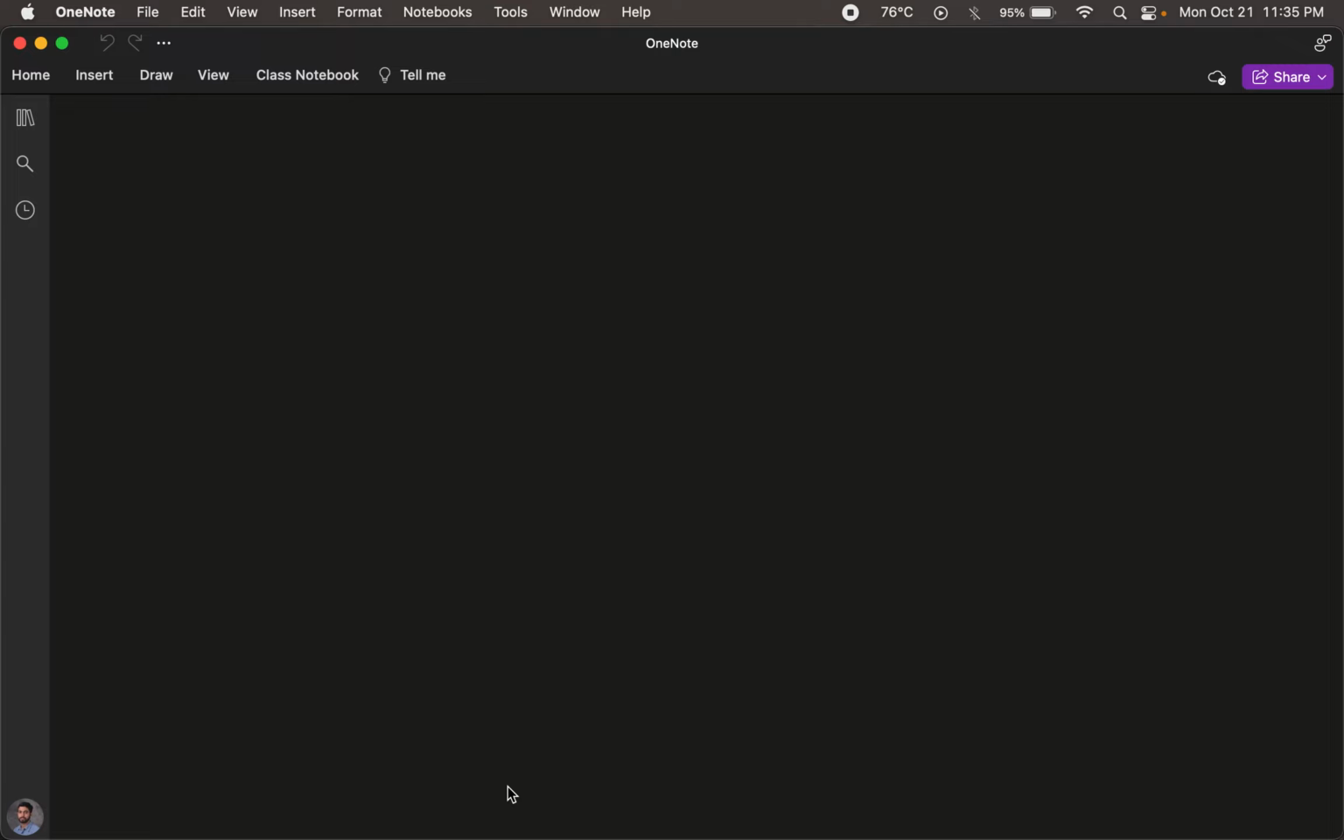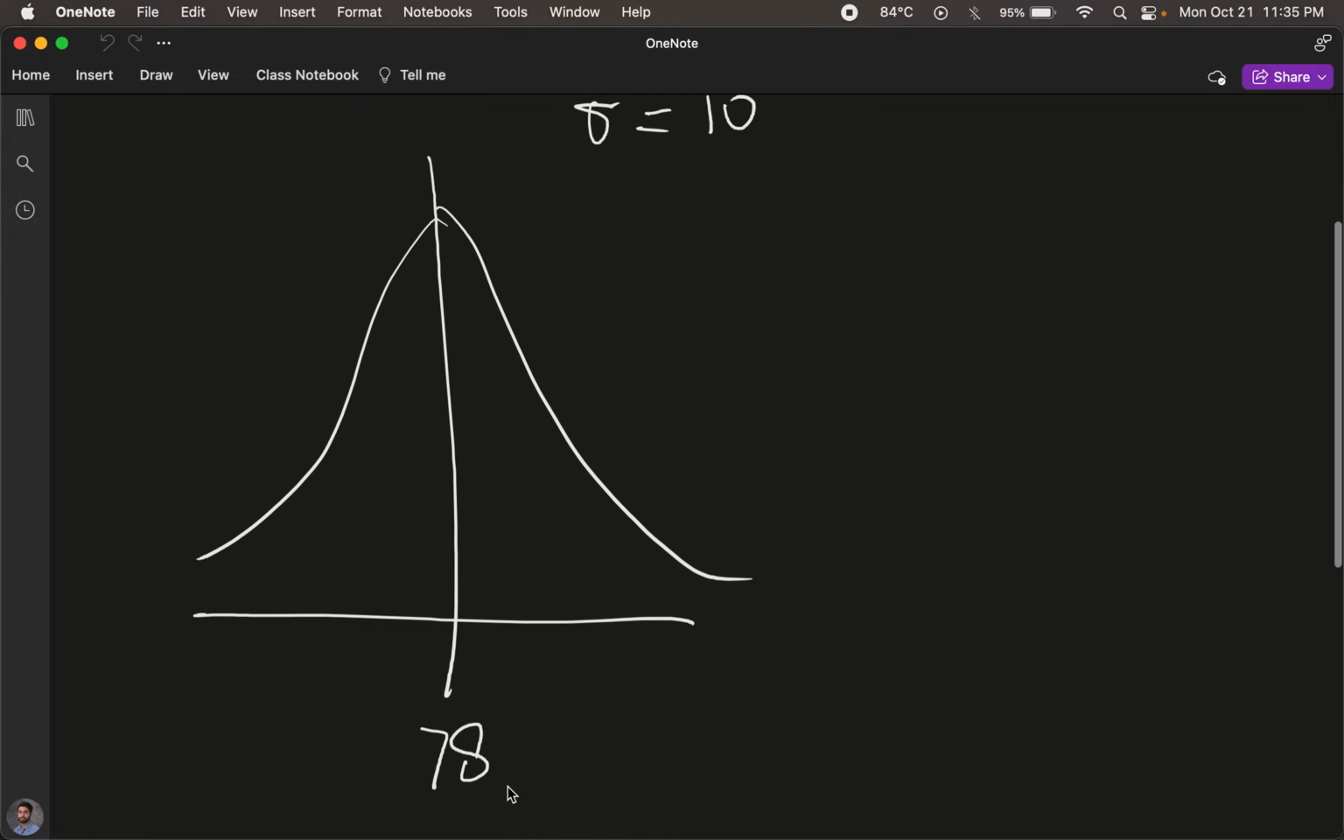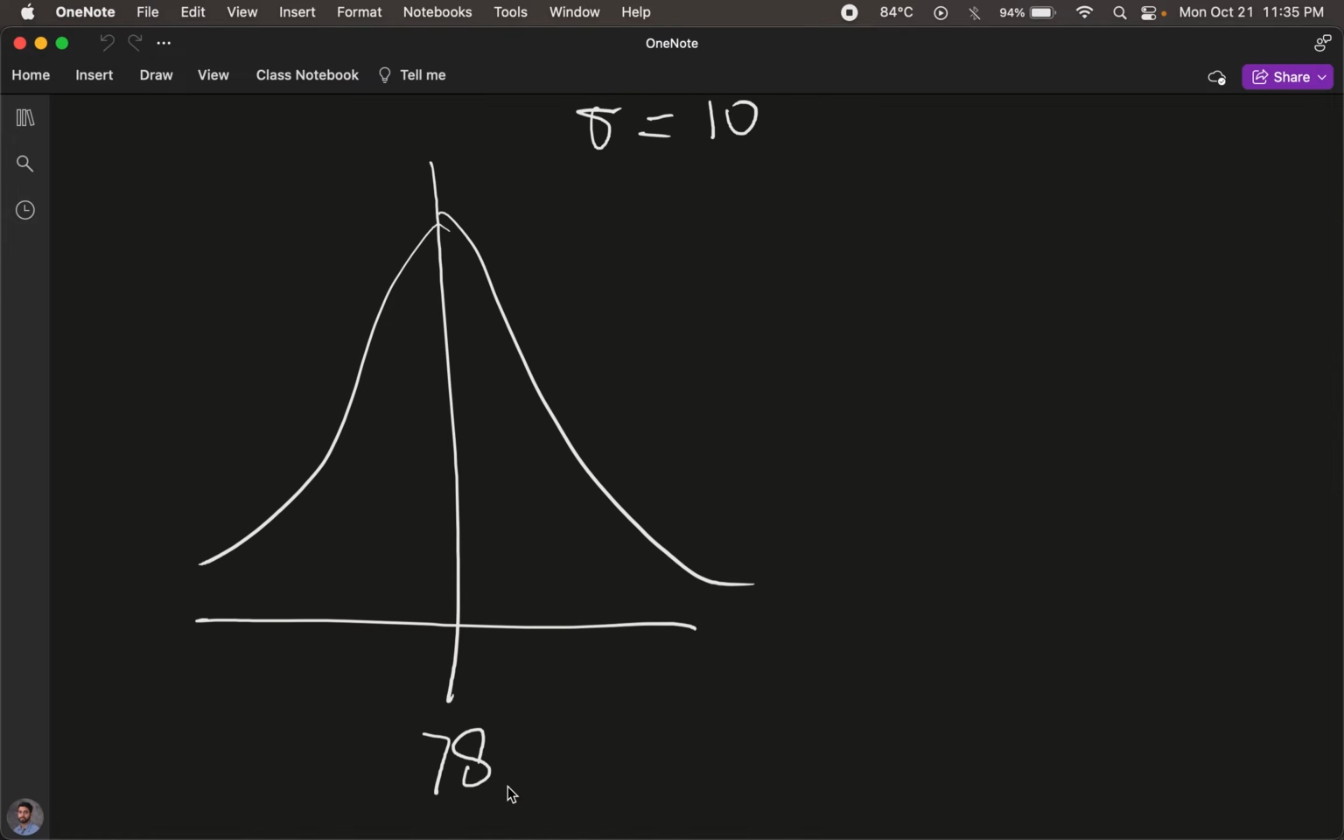So, we get asked this question a lot of times: on a normal distribution, when you're looking to find probabilities, say you've got a mean of 78 and a standard deviation of, say, 10. On such a normal distribution, you're looking for a very specific region, and these form what's called an interval. So you're trying to find the probability of this region right here.